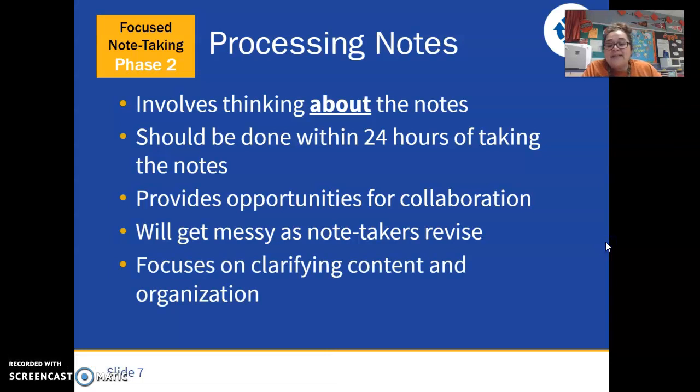Okay. And finally, focus on clarifying the content and organizing. So if we're talking about a war, then we want to know, well, what was the cause of the war? Who were the main people in the war? What were the actions? And then how did it end? So how can I organize? How can I clarify points within my notes that will help me understand everything that I just wrote down?